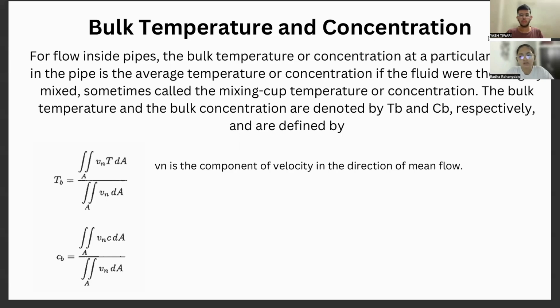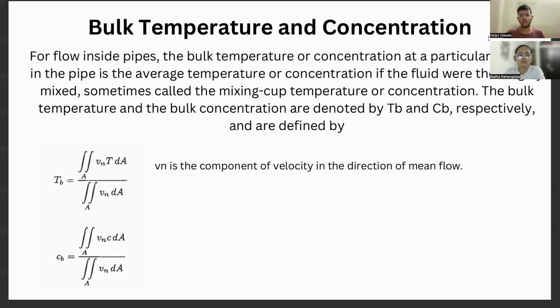So now we will see what is bulk temperature and concentration. For flow inside pipes, the bulk temperature or concentration at a particular location in the pipe is the average temperature or concentration if the fluid were thoroughly mixed, sometimes called the mixing cup temperature or concentration. The bulk temperature and the bulk concentration are denoted by TB and CB respectively.